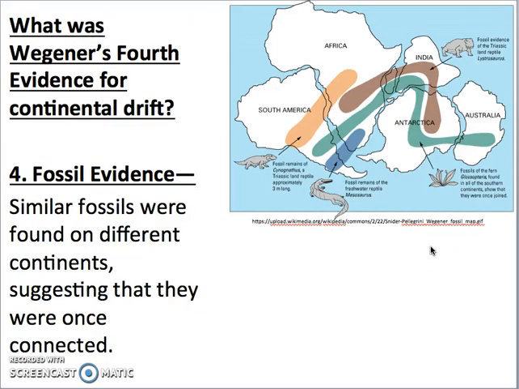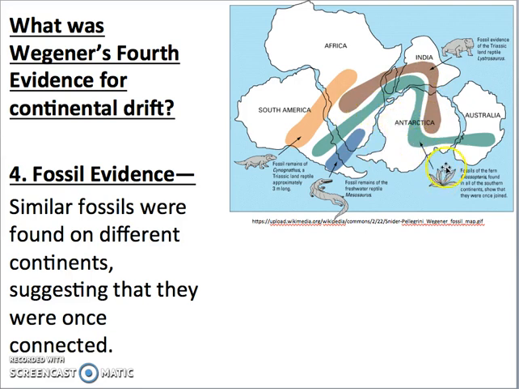One more piece of evidence that Wegener tried to propose, very strong evidence, was fossil evidence. And so there were several records of different types of fossils that were found in different continents, and that was evidence suggesting that these continents must have been connected at some point. Otherwise, how in the world would some of these creatures be part of all these continents?